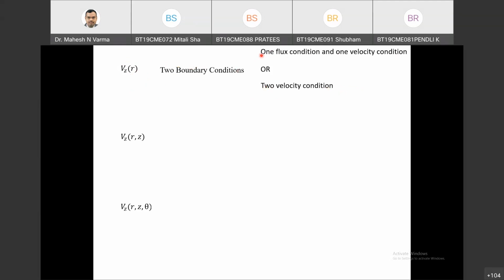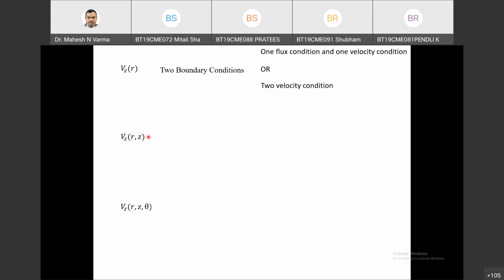In the previous two problems, flow over a flat plate and flow through pipes, one flux condition and one velocity condition were used, and we got the one-dimensional velocity profile. When we have one-dimensional variation only, we get a second order differential equation. Now if we have one velocity component only, but two-dimensional variation, then we will get a second order differential equation of this velocity in r dimension and in z dimension.